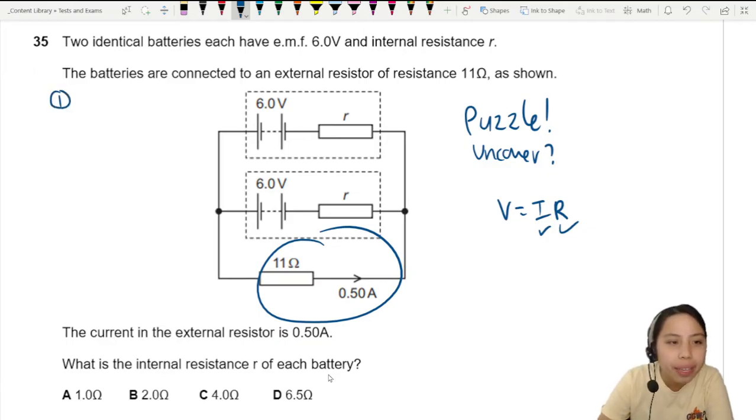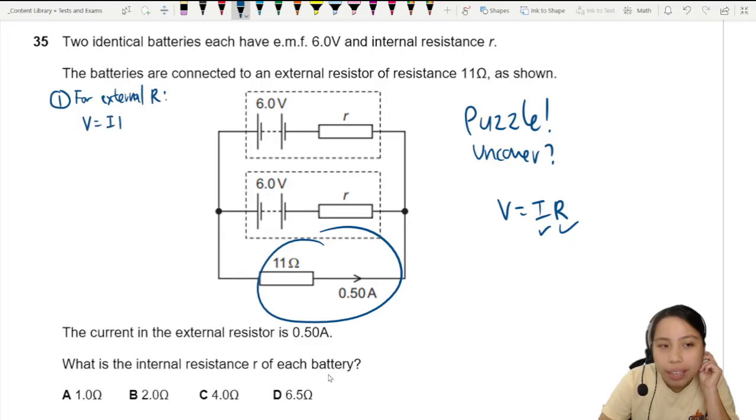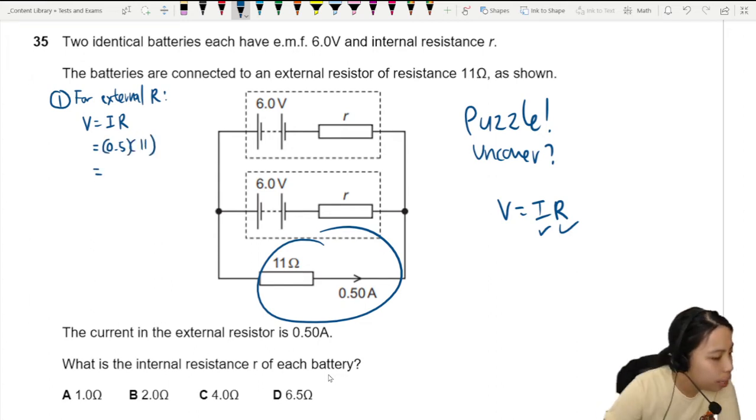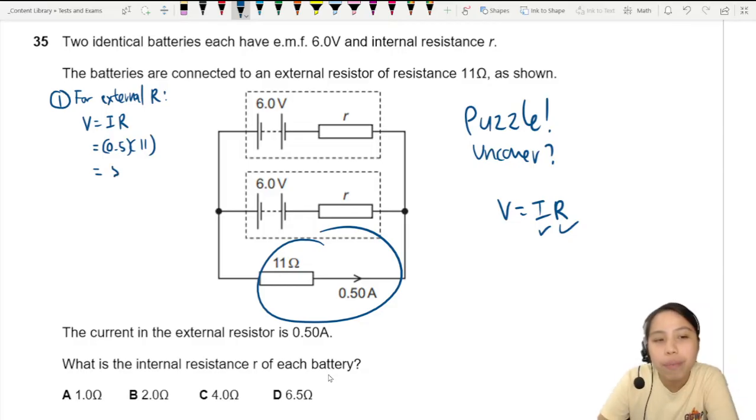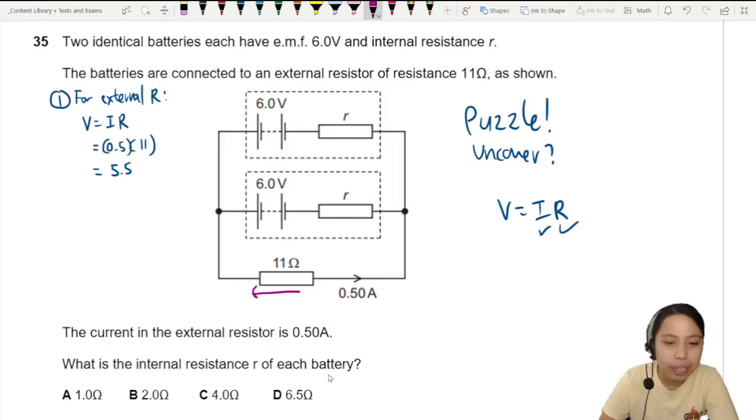So number one, let's say for the external resistor, let's do V = IR. To find the V, we're going to take 0.5 times 11 ohms. And you should get a voltage of about 5.5 volts. Okay, so we got one clue.